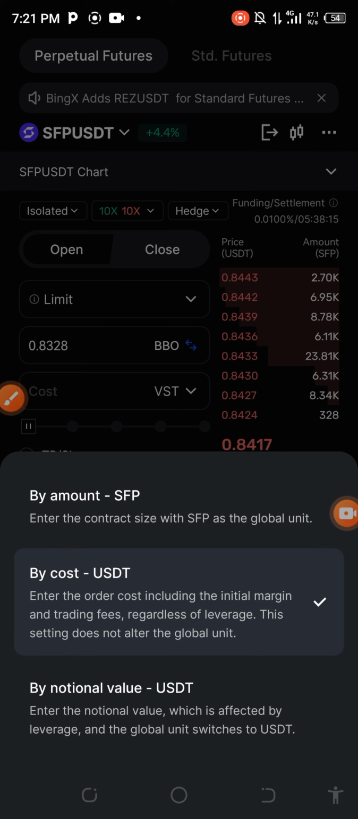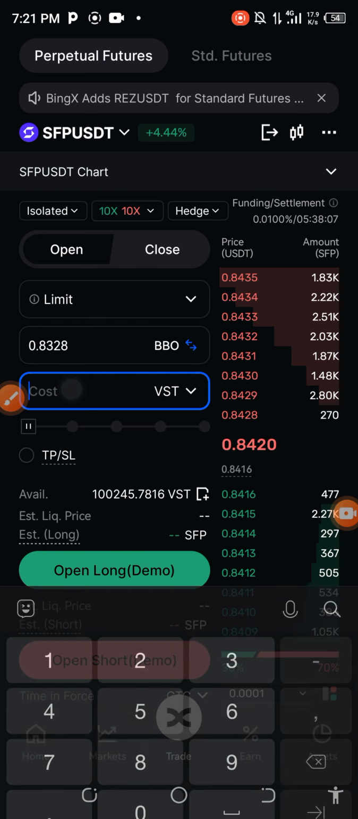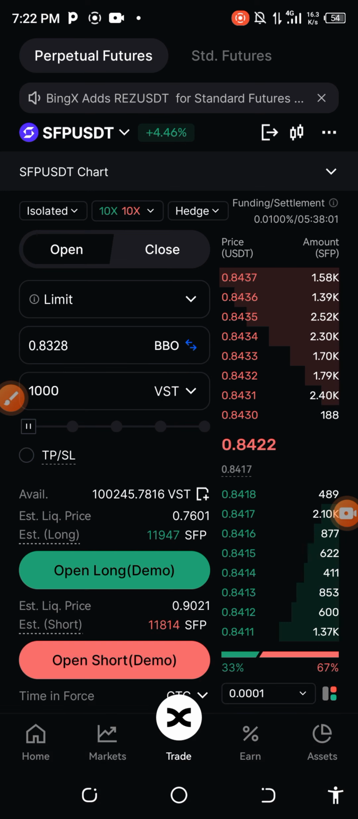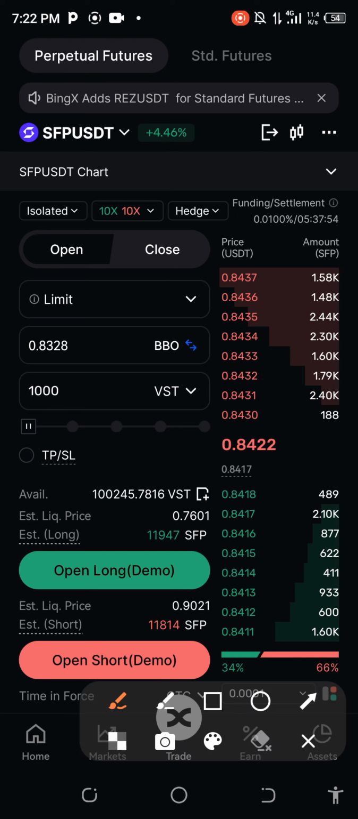You can see by cost. So don't use by amount, don't use by notional value, but use by cost USDT. So how much do I want to use to buy? I want to use $1,000 to buy when it reaches that price. Then once I've bought, I plan to buy low, so I will have to long the market. I want to long the market.